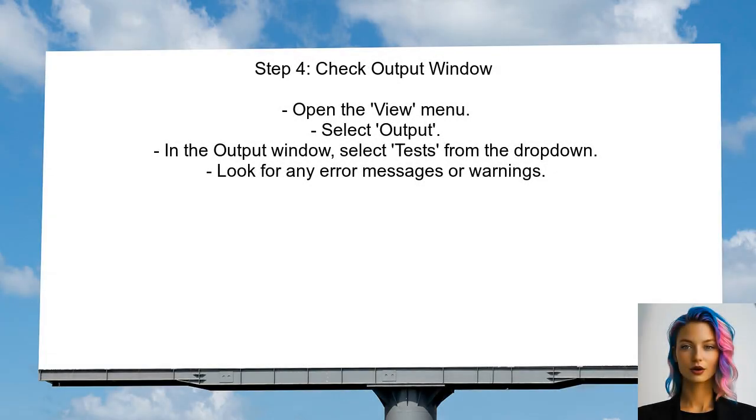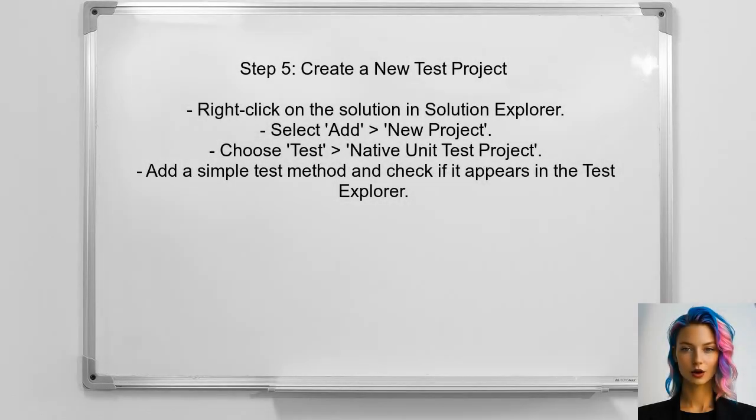If the tests still do not appear, the user should check the output window for any messages related to test discovery. This can provide insights into what might be going wrong. Finally, if the issue persists, the user may want to consider creating a new test project. This can help determine if the problem is specific to the current project.